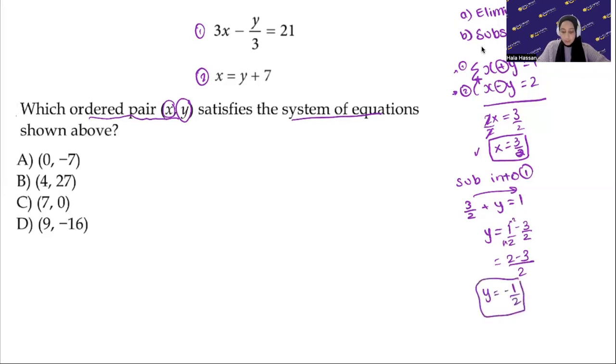So that's elimination, using A. Substitution, B, would be a different method where I solve for one of the variables. I'm going to take one of these equations, the simpler one. In our case both are simple, but if one is a little more difficult, just take the simpler one and solve for one of the variables.